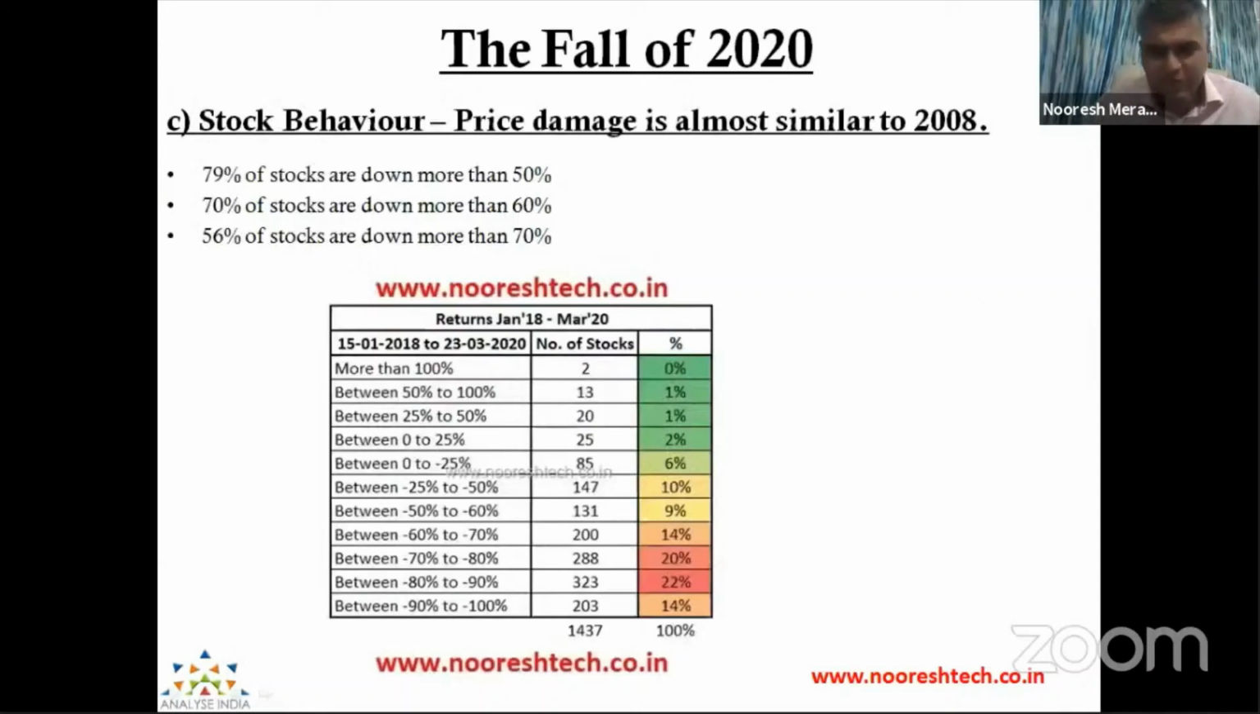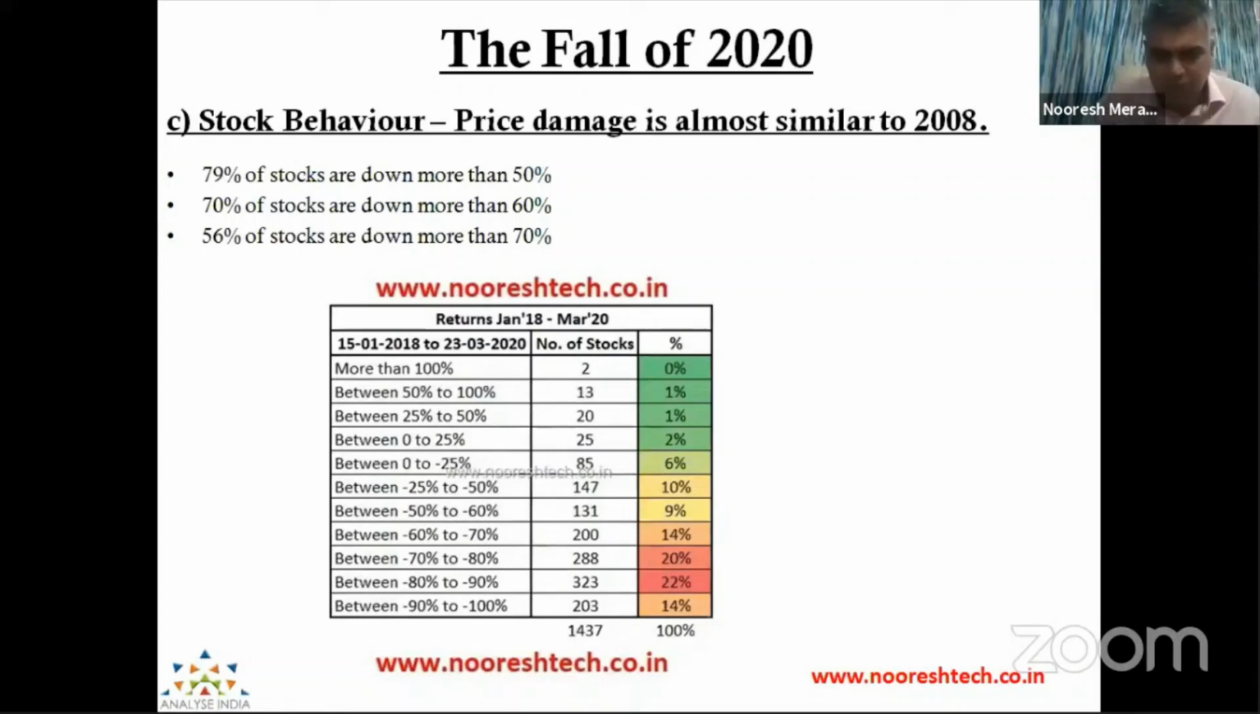Now look at the damage in 2020. 79% of the stocks are down more than 50%. 70% of stocks are down more than 60%. 56% of the stocks are down more than 70%. Now compare this with 2008. This number was 87, 76, and 60. So 56% of the stocks down more than 70% is roughly equivalent to the 60% of the stocks down more than 70% in 2008.